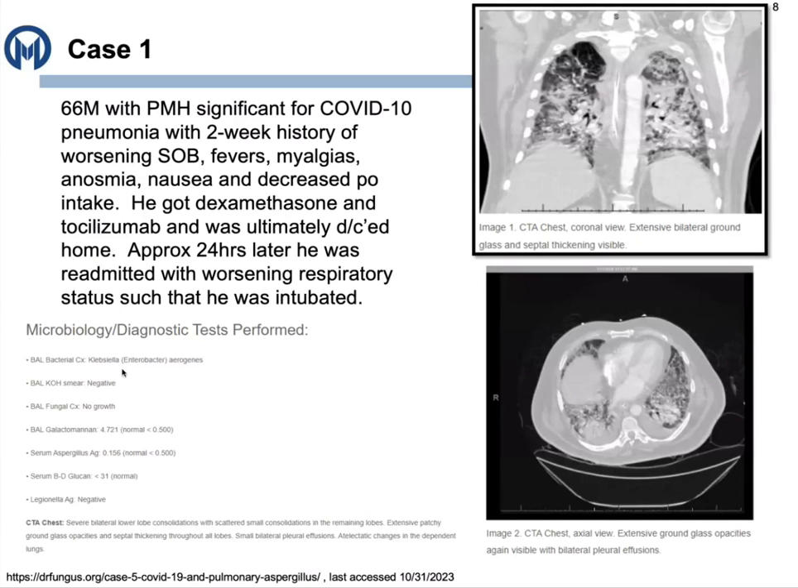So the first one, and these are real cases, is a 66-year-old with past medical history, sniffing for COVID pneumonia, then with a 2-week history of worsening shortness of breath, fever, myalgia, nausea. Got Dex, got Tosi. At that point in time, wasn't able to get remdesivir, got discharged. It was then on return, patient had worsening shortness of breath, got intubated.